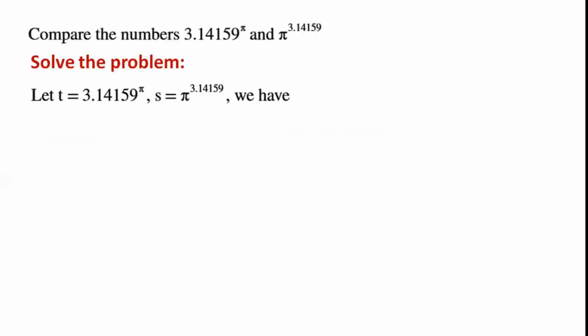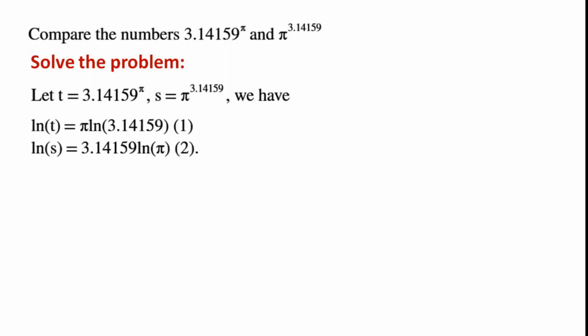Let t equal 3.14159 to the power of pi, s equal pi to the power of 3.14159. We have then t equals pi times ln of 3.14159, then s equals 3.14159 times ln pi.